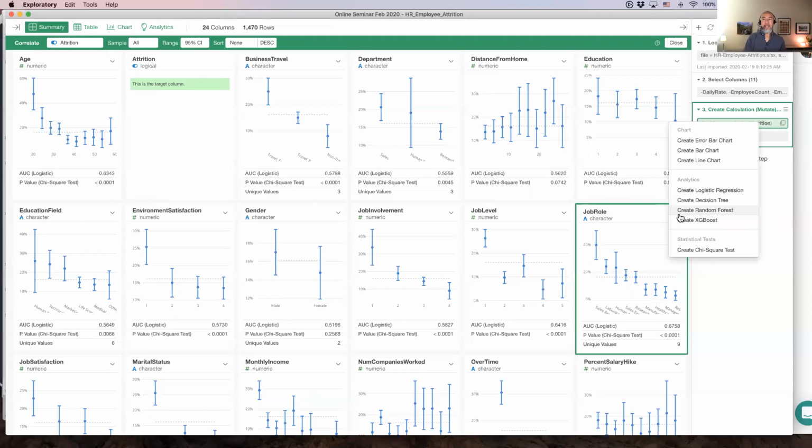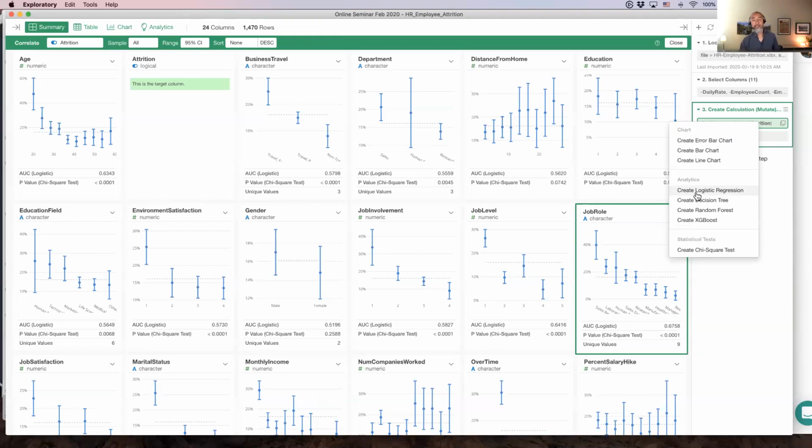Having said that, it doesn't have to be logistic regression. It can be a decision tree, a random forest, or XGBoost. These are machine learning models. I'm going to use logistic regression because this is a statistical learning model as opposed to a machine learning model. So I'm going to use that.